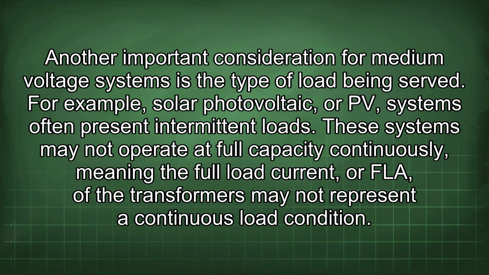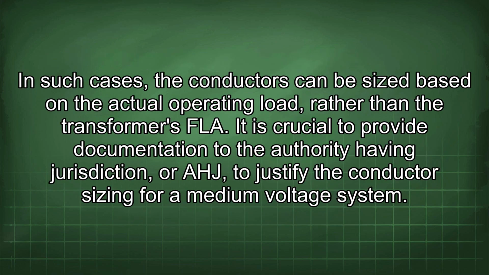Another important consideration for medium voltage systems is the type of load being served. For example, solar photovoltaic or PV systems often present intermittent loads. These systems may not operate at full capacity continuously, meaning the full load current, or FLA, of the transformers may not represent a continuous load condition. In such cases, the conductors can be sized based on the actual operating load, rather than the transformer's FLA.